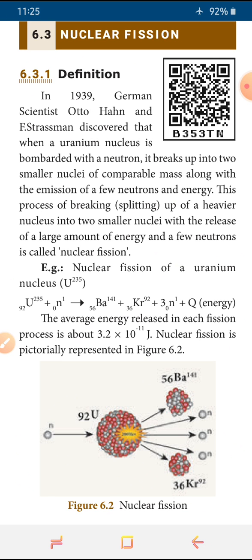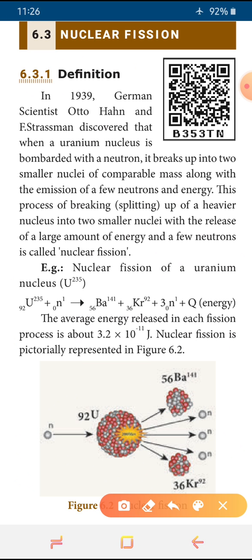This process of splitting of a heavier nucleus into smaller nuclei with the release of a large amount of energy and a few neutrons is called nuclear fission. So in nuclear fission, we divide a huge nucleus into two nearly equal nuclei. While dividing, a few neutrons and some energy are also released there. This process is called the nuclear fission process.